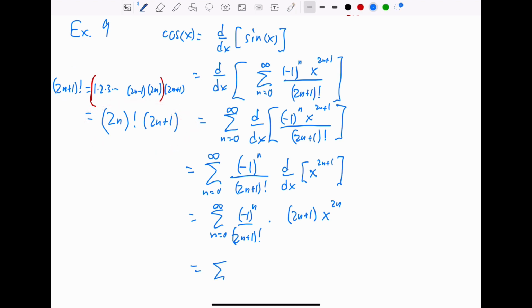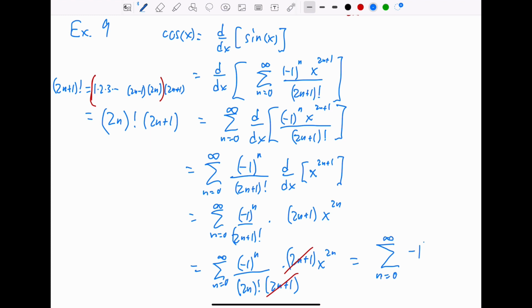I have the sum, again from 0 to infinity, negative 1 to the n. (2n plus 1) factorial I write now as (2n factorial) times (2n plus 1). And in the numerator, I have (2n plus 1) times x to the 2n. So these can cancel. And I have finally the Maclaurin series for cosine. It's the sum, n goes from 0 to infinity, negative 1 to the n, x to the 2n divided by (2n) factorial. We found this without having to create that table like we did for sine.